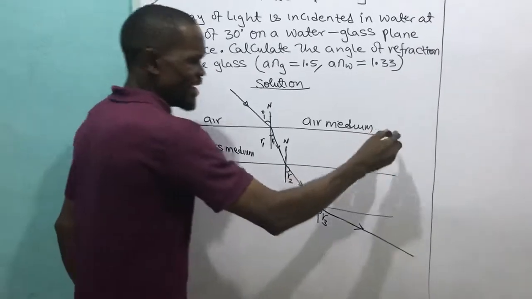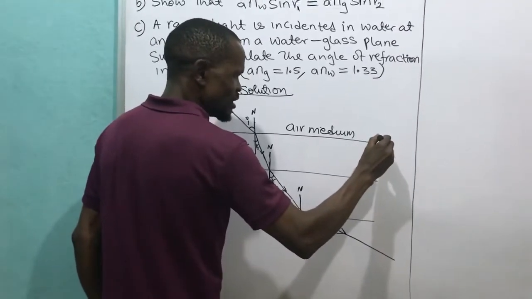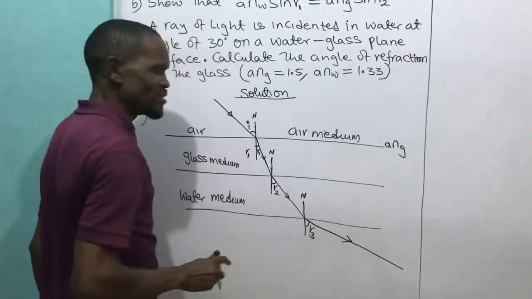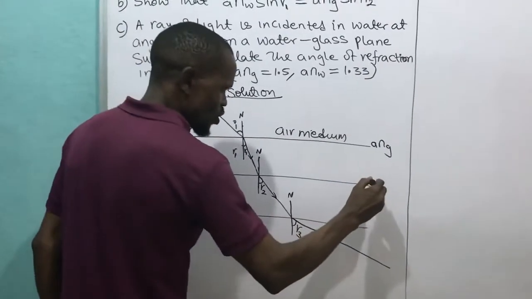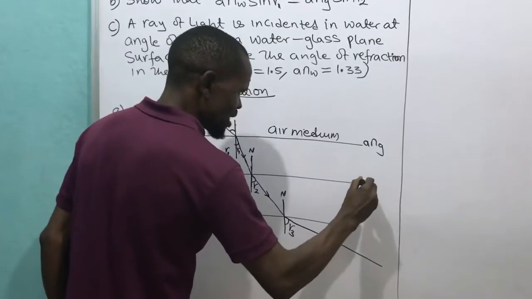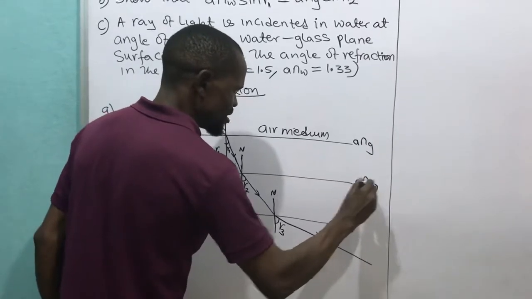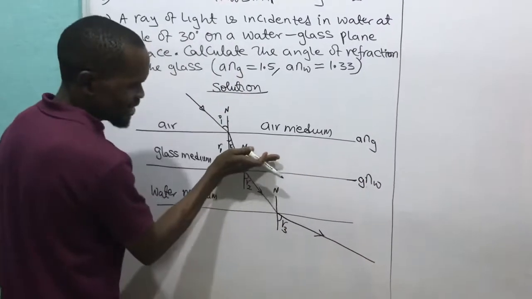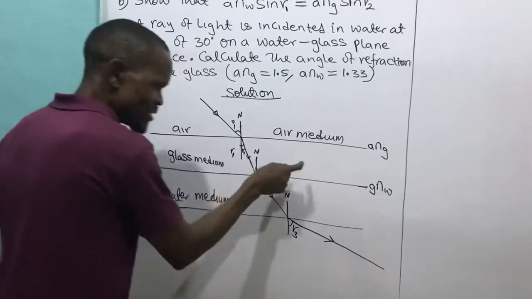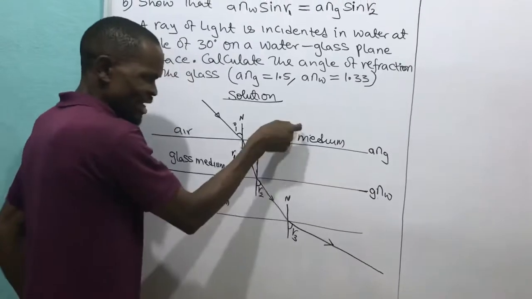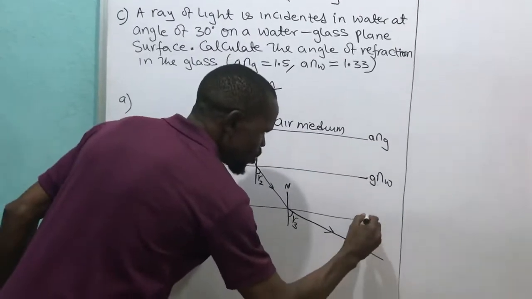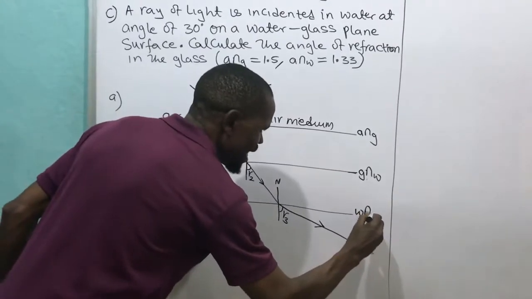Now this boundary is what? Air to glass. That means from air entering the glass boundary. This place is glass to water boundary. That's the boundary between the glass and water. I'm in the glass entering water. Here is air entering glass. Then this boundary here is called water to air.